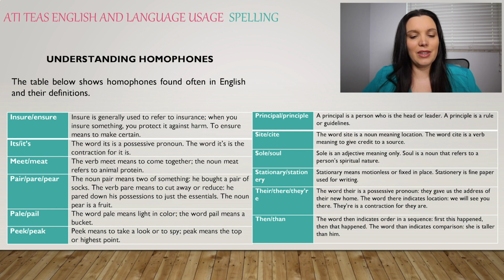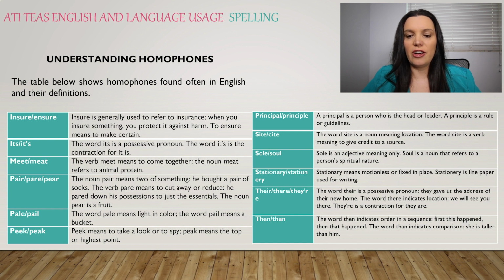Peek and peak. Peek means to take a look or to spy, and peak means the top or highest point. Principal and principle. A principal is a person who is a head or a leader. A principle is a rule or guideline. Site and cite. The word site is a noun meaning location, and the word cite is a verb meaning to give credit to a source. Sole and soul. Sole is an adjective meaning only, and soul is a noun that refers to a person's spiritual nature.